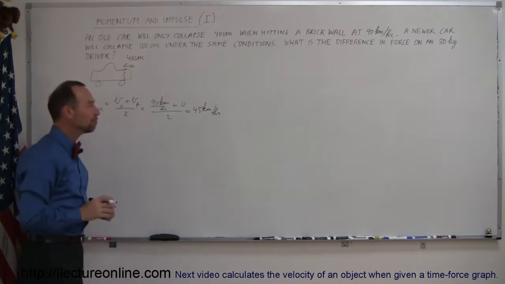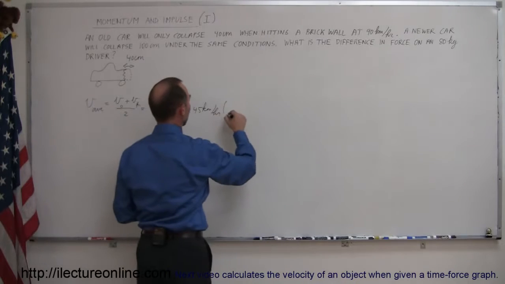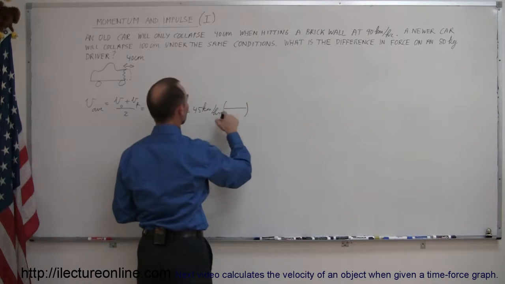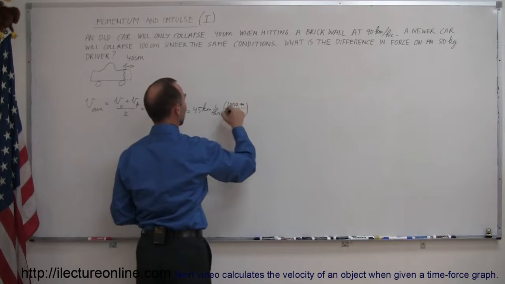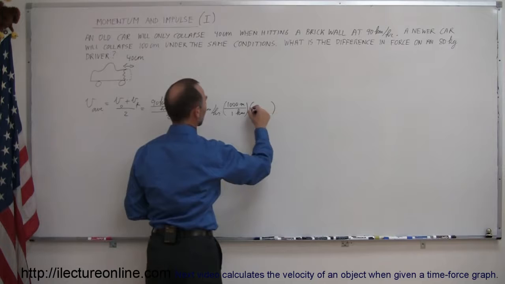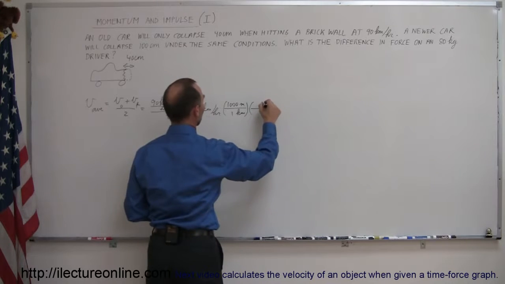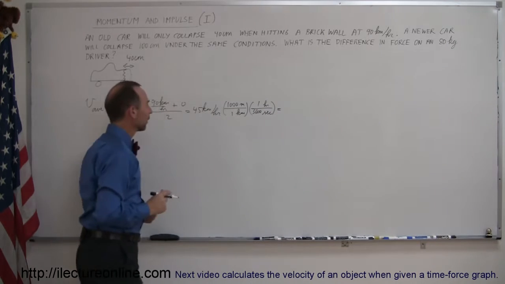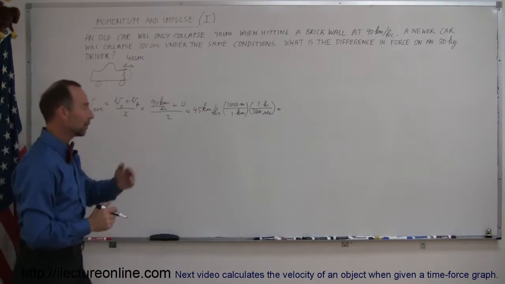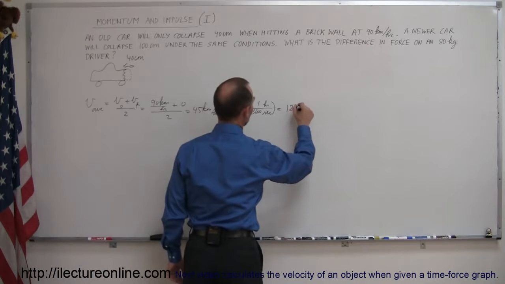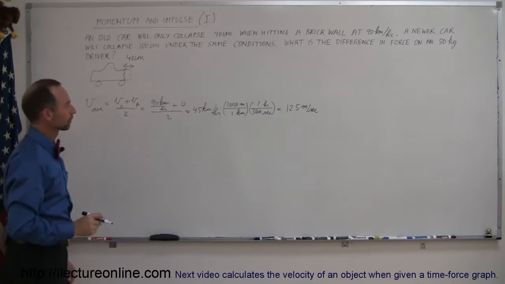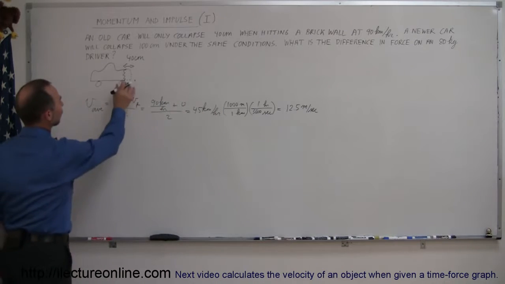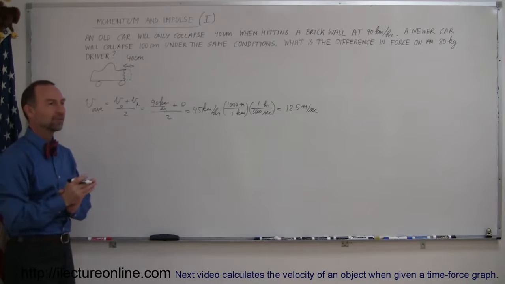If we convert that to meters per second, we have to convert from kilometers to meters. 1 kilometer is 1,000 meters. And converting hours to seconds, 1 hour is 3,600 seconds. When we divide that, it would be 12.5 meters per second. So the average velocity during the impact is 12.5 meters per second.